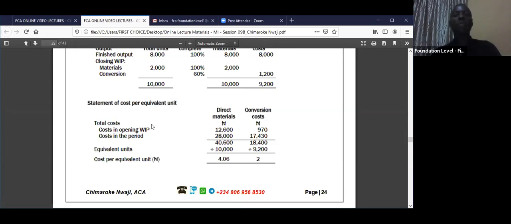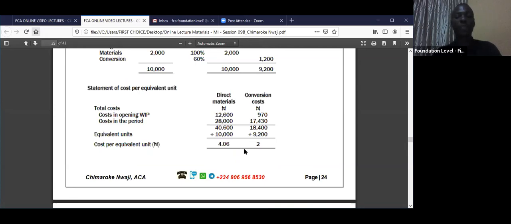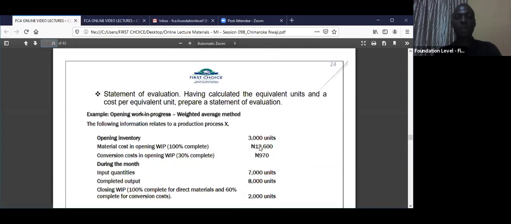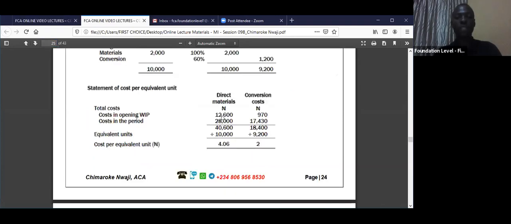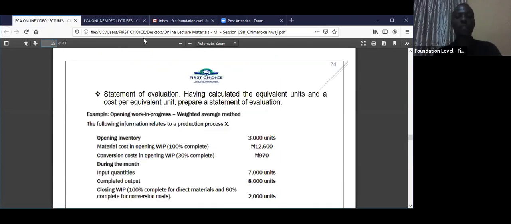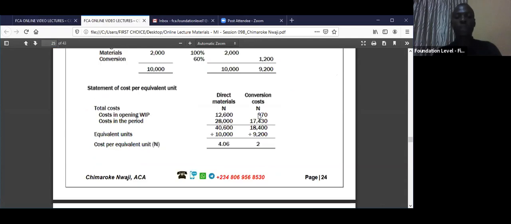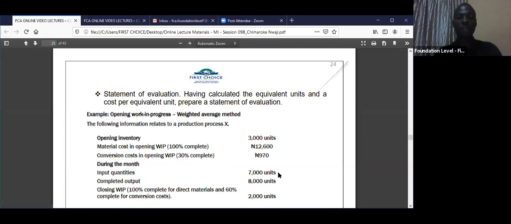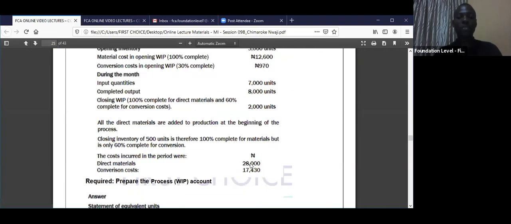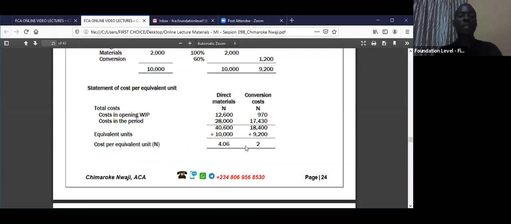So how much did we put in for the cost of opening work in progress? Let me see. Cost of opening work in progress is 12,600 here. We were told material 12,600, conversion 970. So you see, conversion is 970. Now, cost for the period. We were told that for the period, material cost was 28, conversion cost was 17,430. That is what we used.